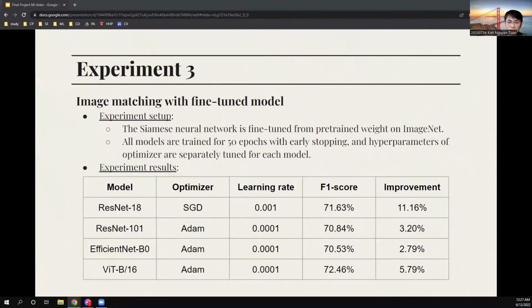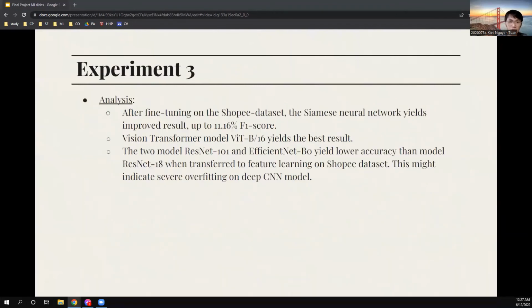We fine-tune this model by training with 3 losses. Each is trained with 50 epochs, a proper optimizer, and hyperparameters. The training results are shown in the table. All models improve their performance after fine-tuning, up to about 11% of F1 score improvement. The Vision Transformer model yields the best result.